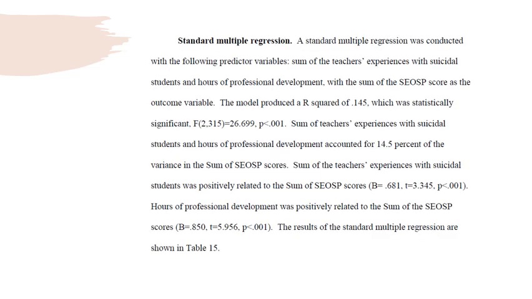I also wanted to see, by doing multiple regression, if teachers' professional development and experiences dealing with suicidal ideation would account for their CIAS scores. What I found was that the hours of professional development were positively related to the sum of the CIAS scores and statistically significant. And so were their experiences with suicidal students. I think that's really important because I was establishing criterion validity with this part of the analysis.